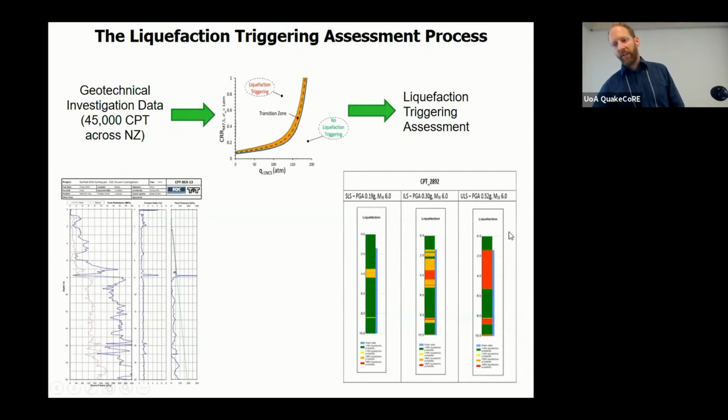The case on the right-hand side with the higher shaking intensity, there's a very thick layer of material that's predicted to liquefy, a very thin layer of non-liquefying material sitting over the top, and so we'd expect that to be a lot more consequential. And so we can use indices that integrate that together as a measure of the damage potential.